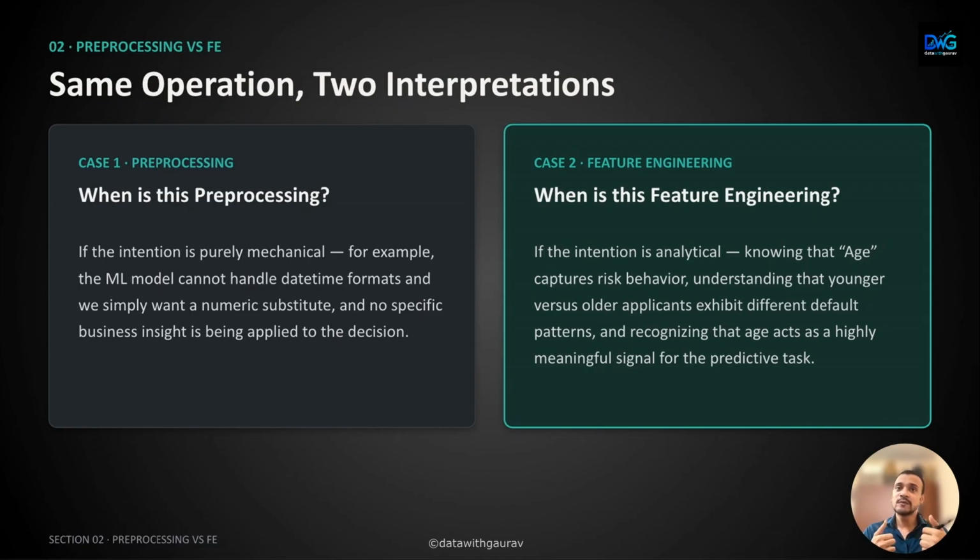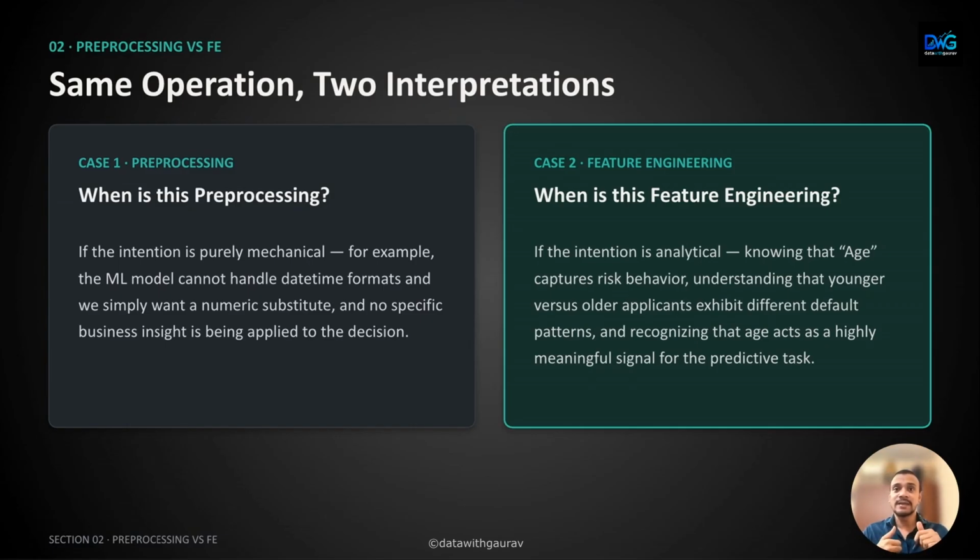Now moving on to case 2, when is it feature engineering? Now consider a different scenario. You are building a loan approval model, and based on your understanding of banking, you know that age influences financial behavior and credit risk. Younger and older applicants often exhibit different borrowing and repayment patterns. So you deliberately create the age feature because you believe it will help the model make better predictions. Here, the transformation is driven by domain knowledge, not a technical requirement. The goal is to provide the model with more meaningful signals. That makes it feature engineering.